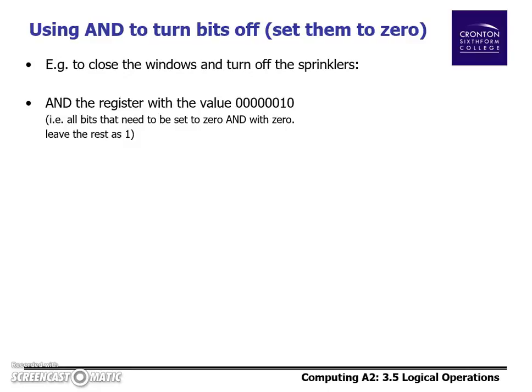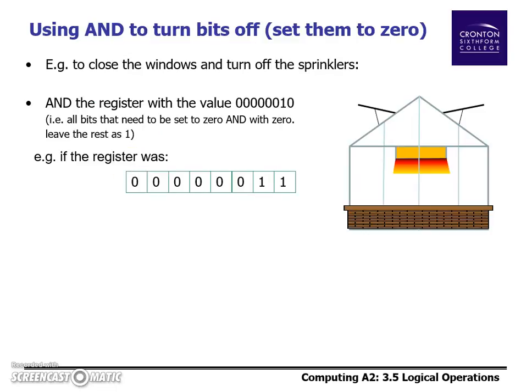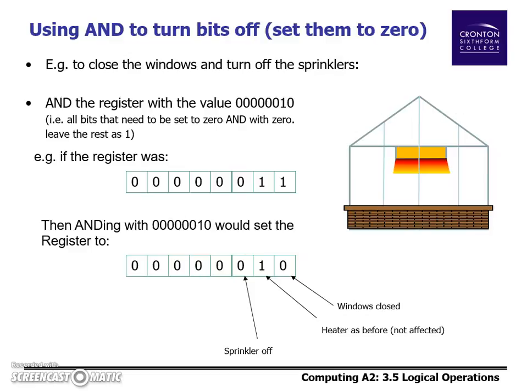Okay, so if we wanted to close the windows and turn off the sprinklers, we'd have to use an AND. So we've got the AND register here. So all the bits need to be set to 0, and with 0 leave the rest at 1. So if the register was this, okay, and then ANDing would set the register to this.